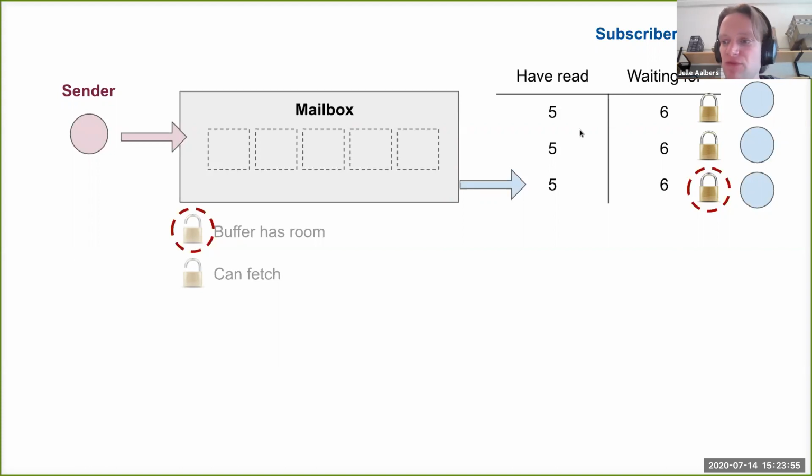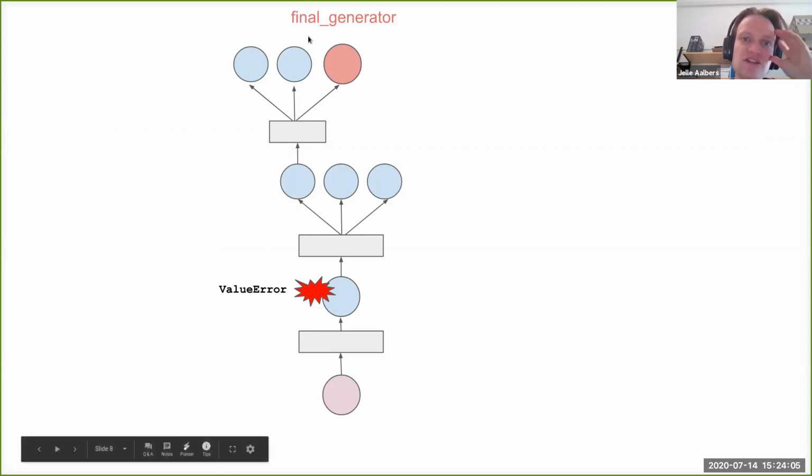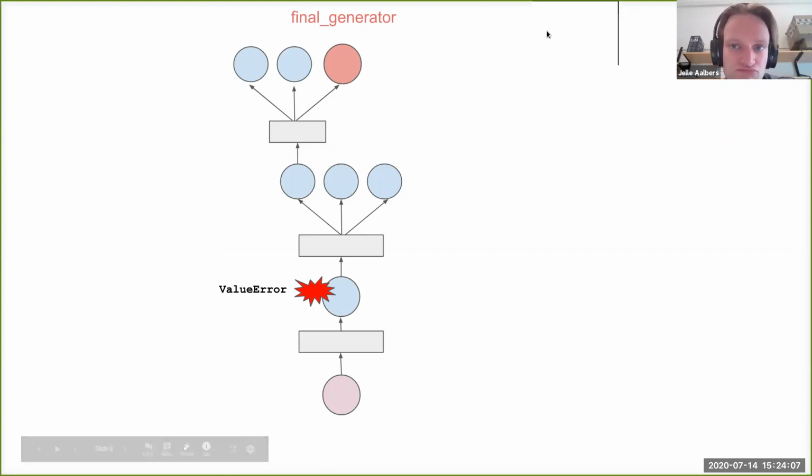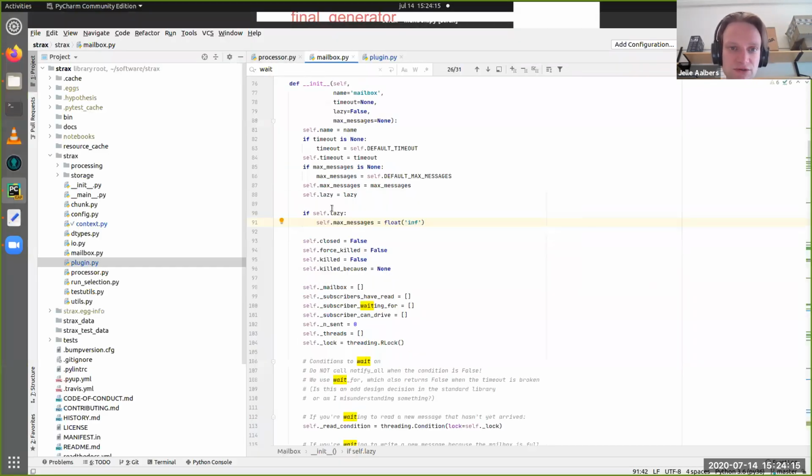If not, let me move on to the second bit I wanted to introduce, which is the exception handling. It can also be slightly gnarly. So here we have just a tree of Strax plugins. So you have here maybe raw records at the bottom, and here you have the final generator, which is the object that you see.